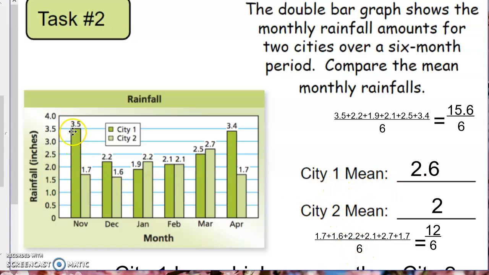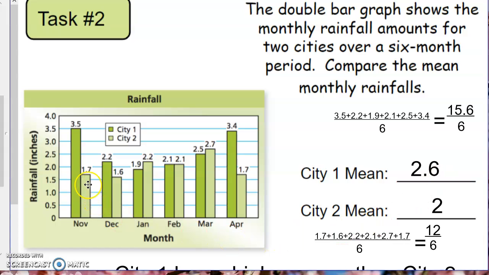So mean for city 1 means I need to add 3.5 plus 2.2 plus 1.9 plus 2.1 plus 2.5 plus 3.4. I have to hit equals when I add those numbers together, and I should get an answer of 15.6. Then I divide that number by 6, and I get the city 1's mean as 2.6.